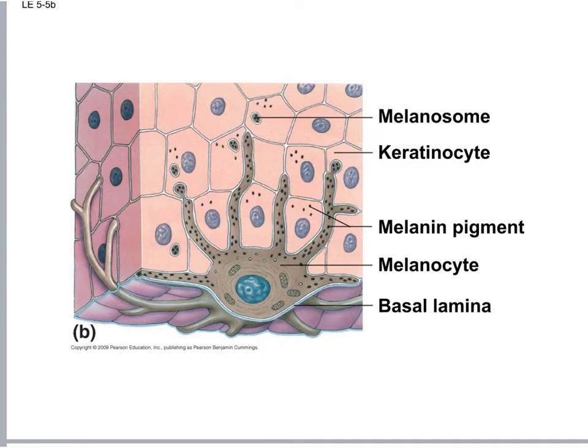When a person that has fair skin, or not as fair, is exposed to the sunlight, to the UV radiation, that'll trigger the melanocytes to start producing more melanin to try to protect their DNA.